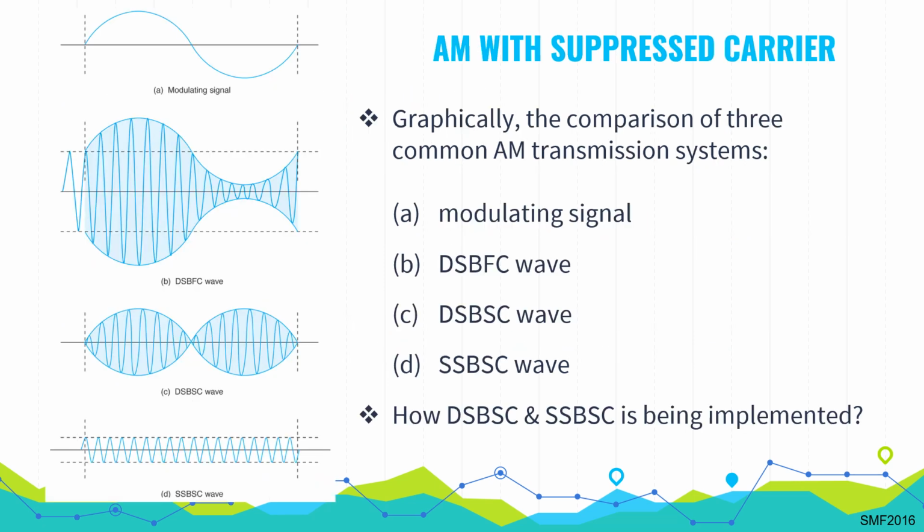Let's start by comparing the three common AM waves. 1. Part A shows the modulating signal, which is the original information signal. 2. Part B represents the DSBFC wave, where both sidebands and the carrier are present. 3. Part C shows the DSBSC wave, where the carrier is suppressed but both sidebands remain. 4. Part D illustrates the SSBSC wave, where only one sideband is transmitted and the carrier is suppressed. Now the question is, how are DSBSC and SSBSC implemented? Let's find out in the next slides.